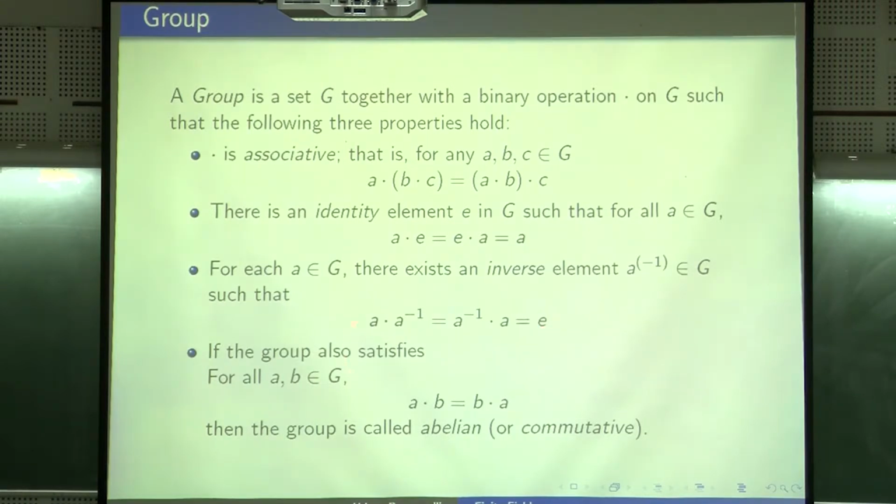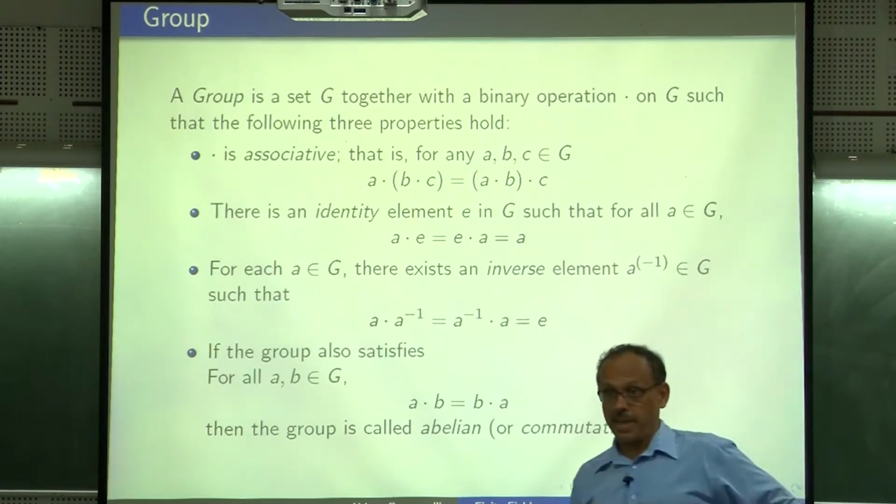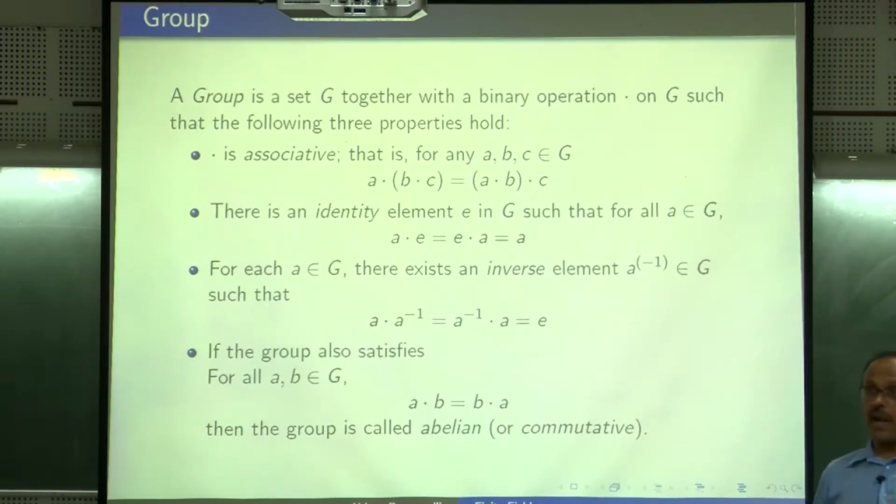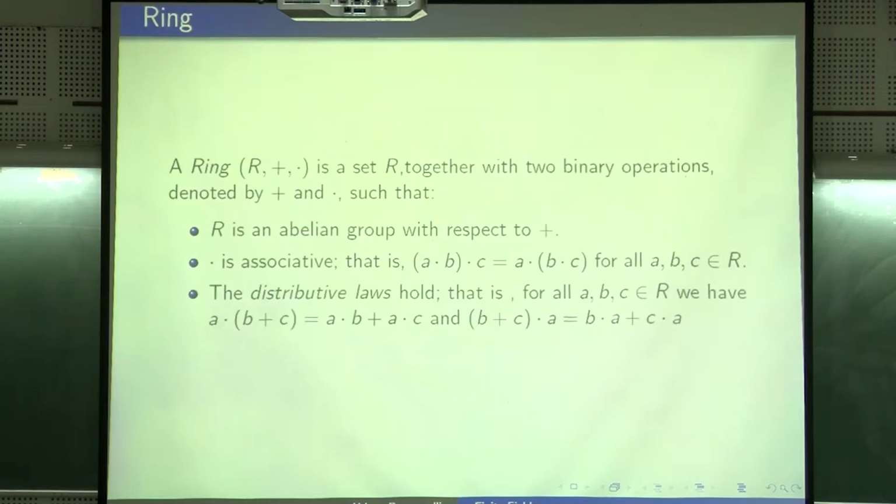If the group also satisfies A times B equals B times A for all group elements, then it is called an abelian group. This is named after another great mathematician, Abel, who also died very young, like Galois. Abel, Galois and Ramanujan all had very short lifespans, but all of them made a tremendous influence on knowledge in mathematics. So it is called the abelian group.